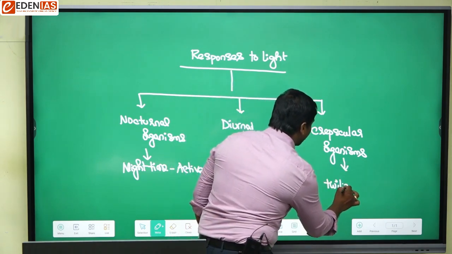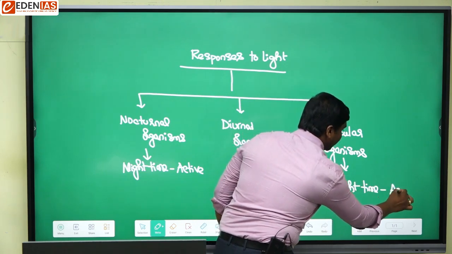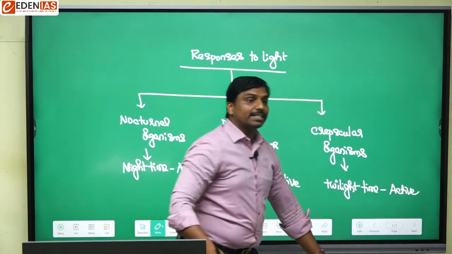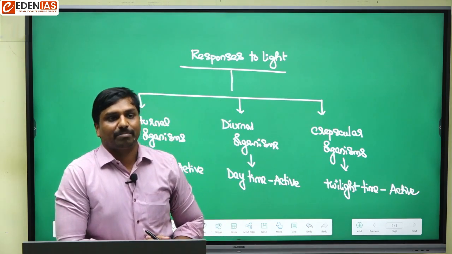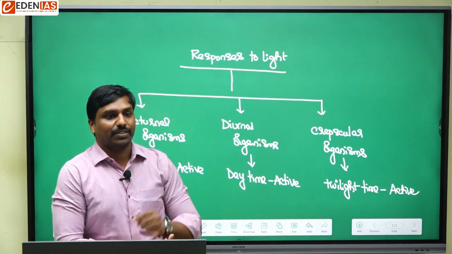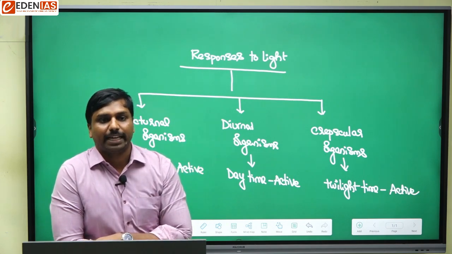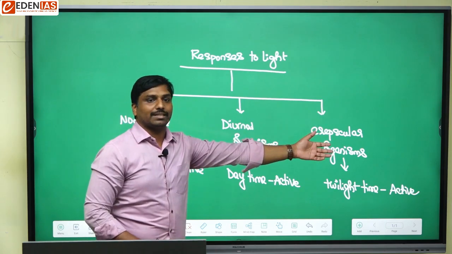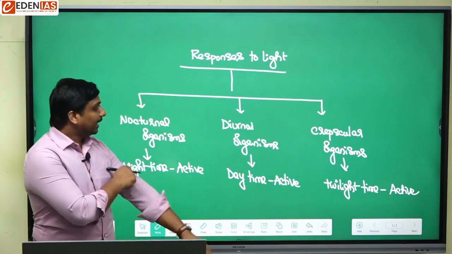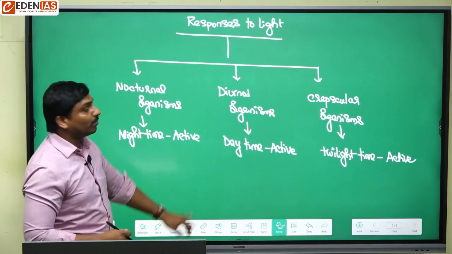So what do you mean by twilight time? It is both during the sunset and sunrise time period, during the dawn and during the dusk, early in the morning and evening. So some organisms will be active. Such organisms are called crepuscular organisms. Okay, so these are 3 different types of organisms which we can have based on the response to the light.